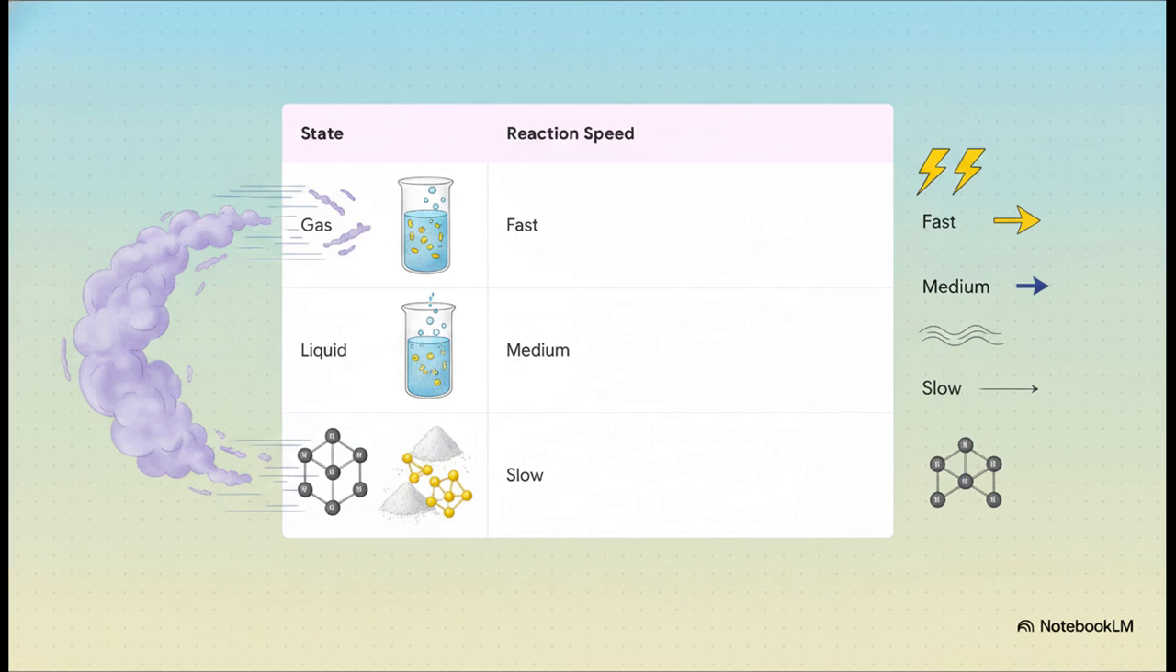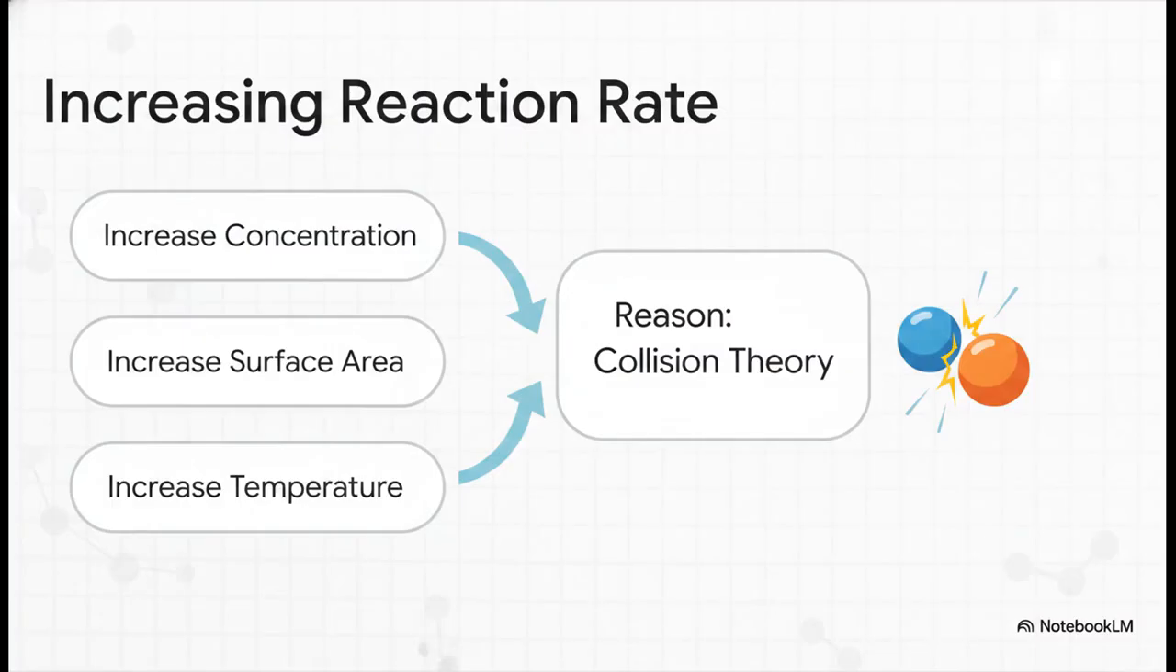Same thing goes for lead nitrate. Using liquid potassium iodide gives you a way faster reaction than using the solid version. Basically, the freer the molecules are to move around, the faster the reaction. Makes sense, right? Okay, let's group factors 3, 4, and 5 together, mostly because they all share the exact same underlying logic. If you increase the concentration, or the surface area, or the temperature, guess what? The rate of the reaction increases.